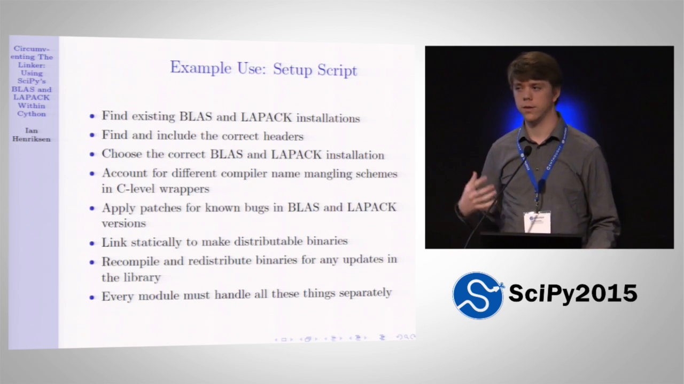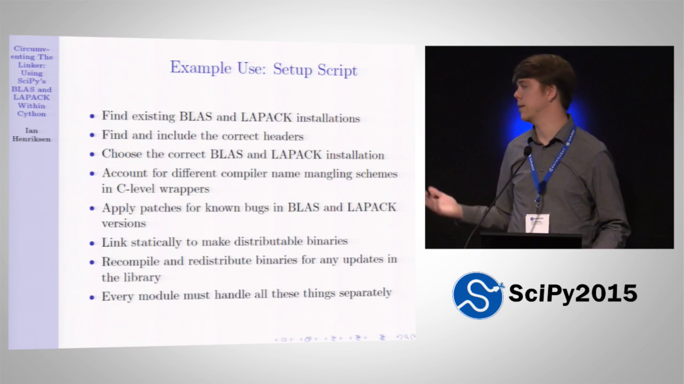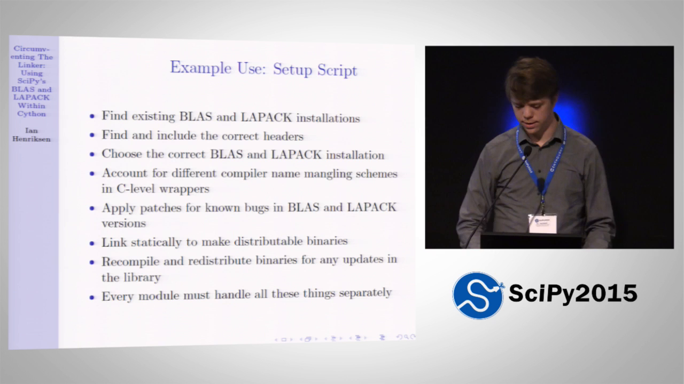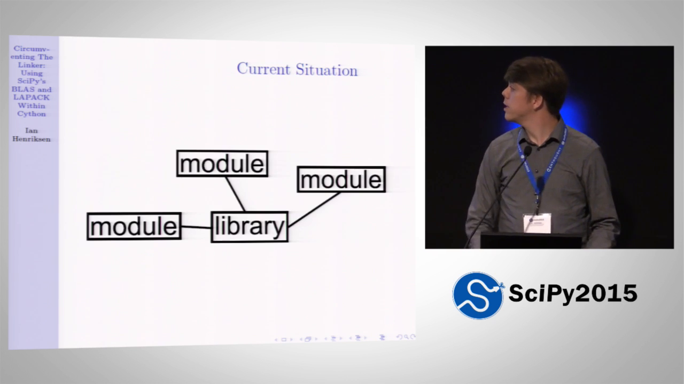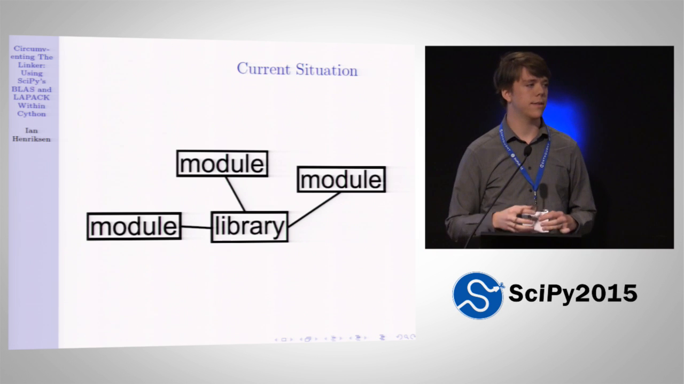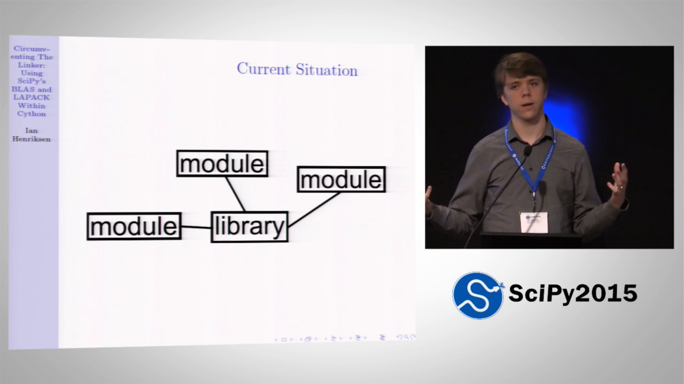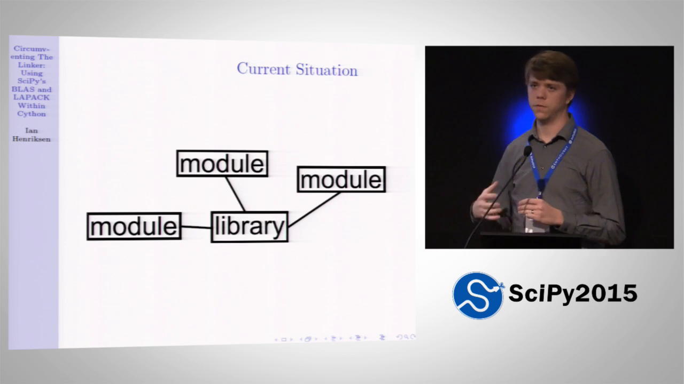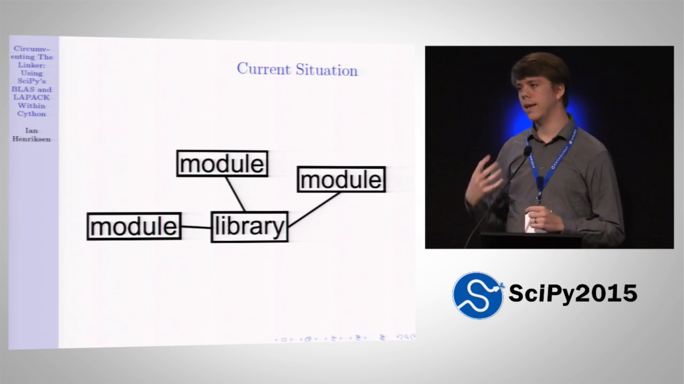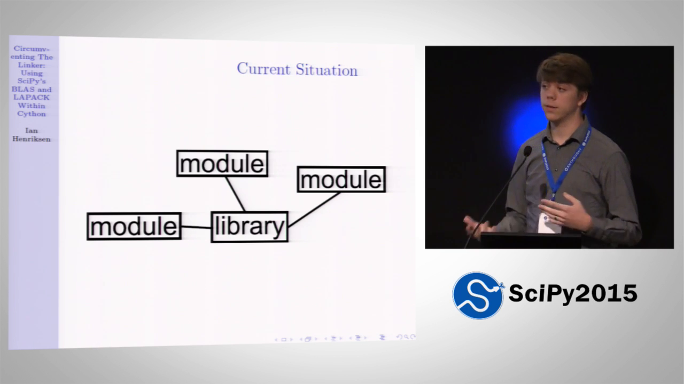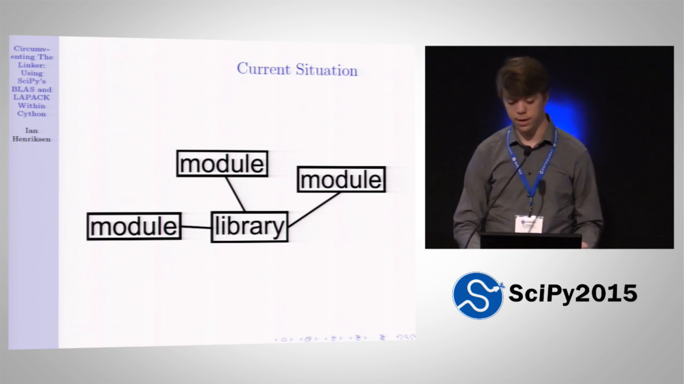anywhere. And so if you want to distribute in binary form, all of a sudden this gets a world harder because you have to do all of the static stuff to make it work. So currently we have things like this, where we have the library in the middle and everybody links to it statically and distributes their binaries from there. And they have to deal with all of the overhead of finding it, patching it, determining which version they want to use, dealing with the different naming schemes used by different Fortran compilers, etc.